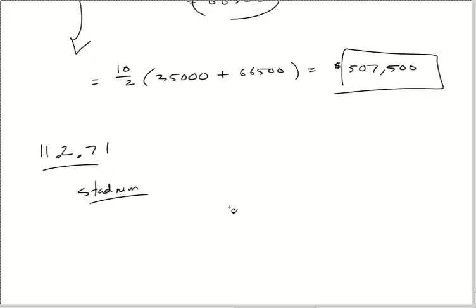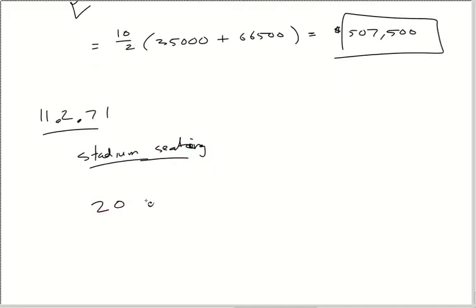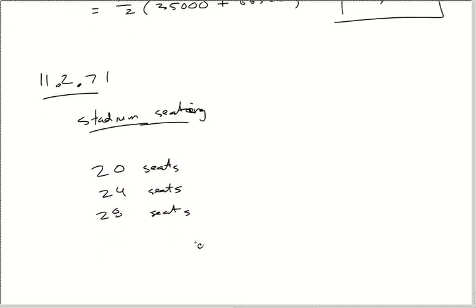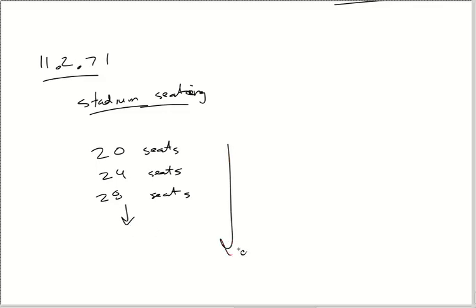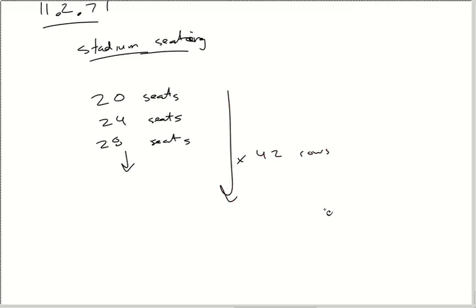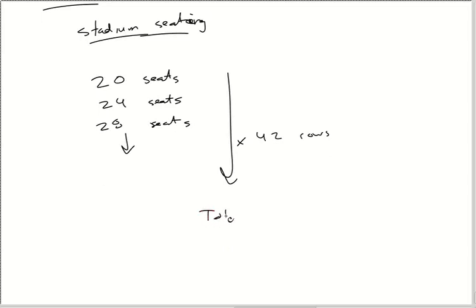This is the stadium seating problem. It's a very particular problem. It's talking about stadium seating, so let's talk about it. They got 20 seats in the first row, and then they have 24 seats in the next row, and then they have 28 seats in the next row after that. And they keep going for 42 rows. What's your total seats?